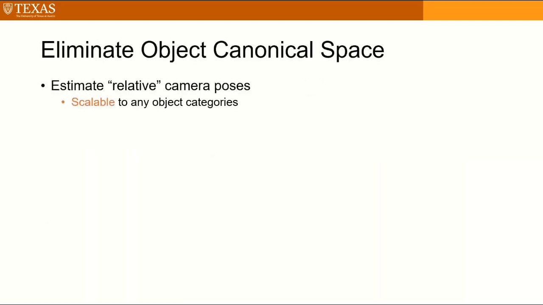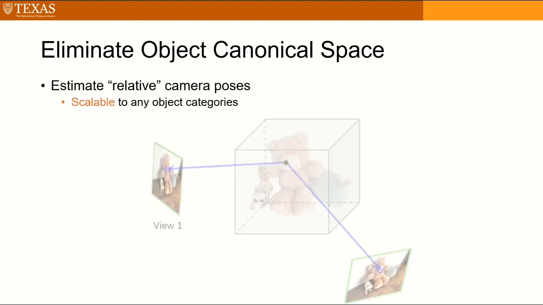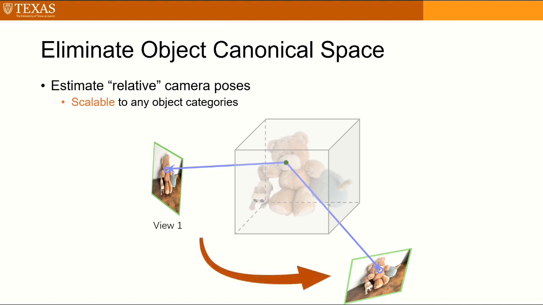To eliminate the canonical space, we estimate relative camera poses. In this setting, the relative transformation between the two cameras is always well defined, even for unknown categories. Thus, the model can be scaled to any object categories.